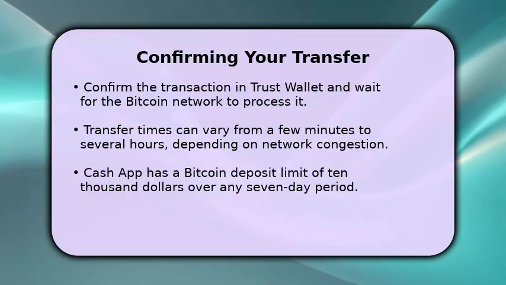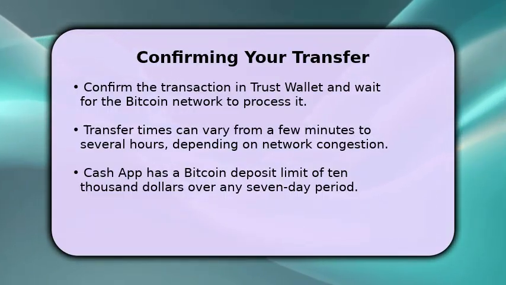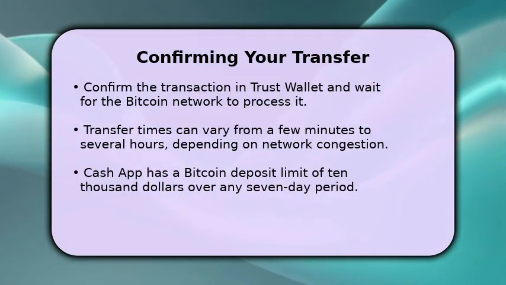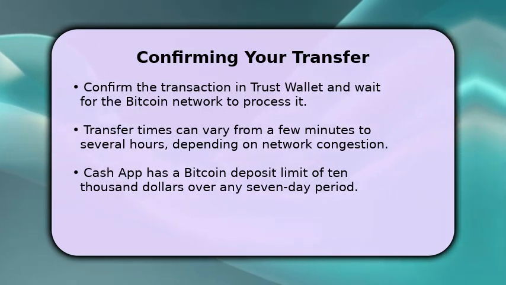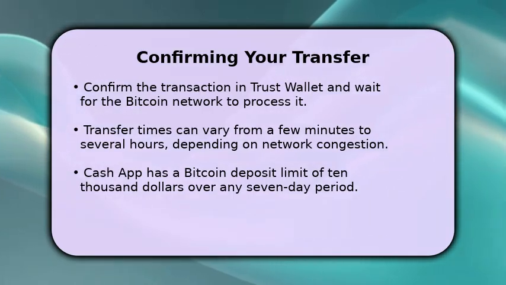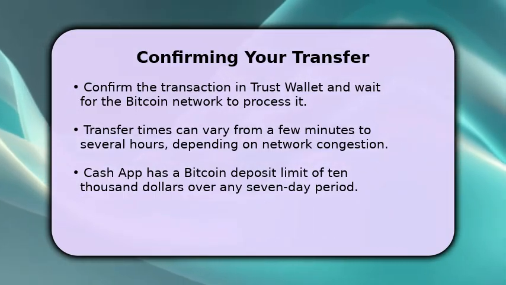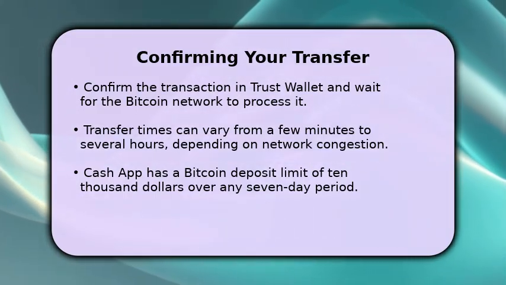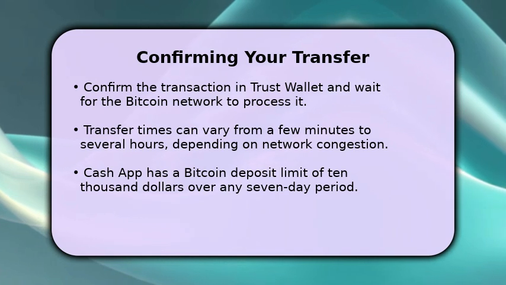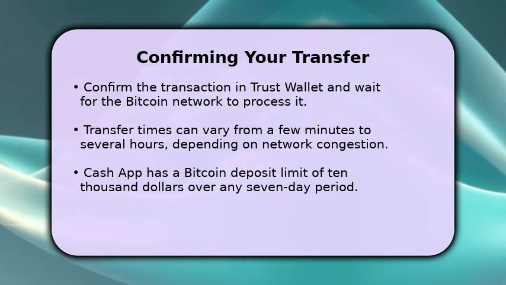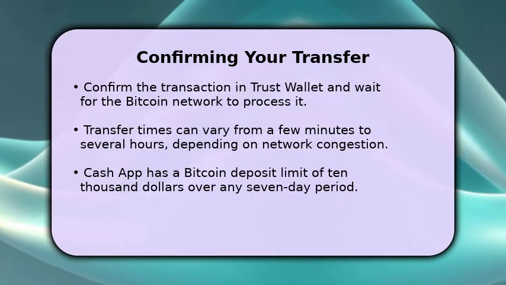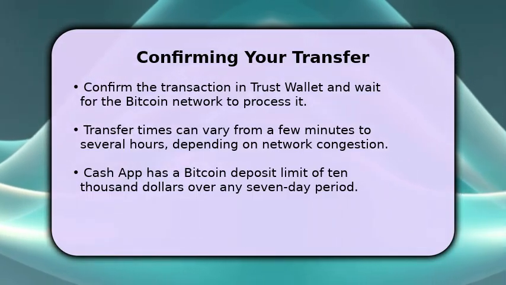After confirming the transaction in Trust Wallet, the Bitcoin network will begin processing your transfer. This can take anywhere from a few minutes to several hours, depending on network activity. Keep an eye on your Cash App balance for the incoming funds. Remember, Cash App has a deposit limit of $10,000 for Bitcoin over any 7-day period. Always verify all details to ensure a smooth transfer.